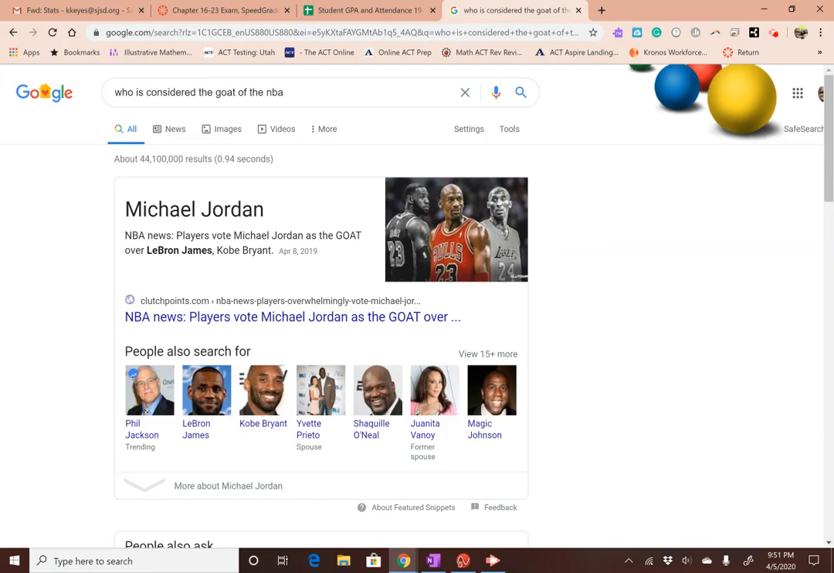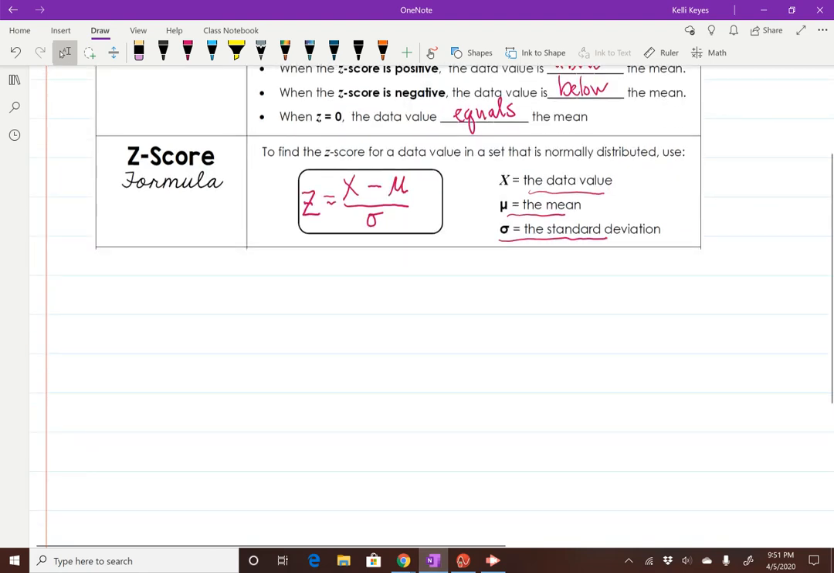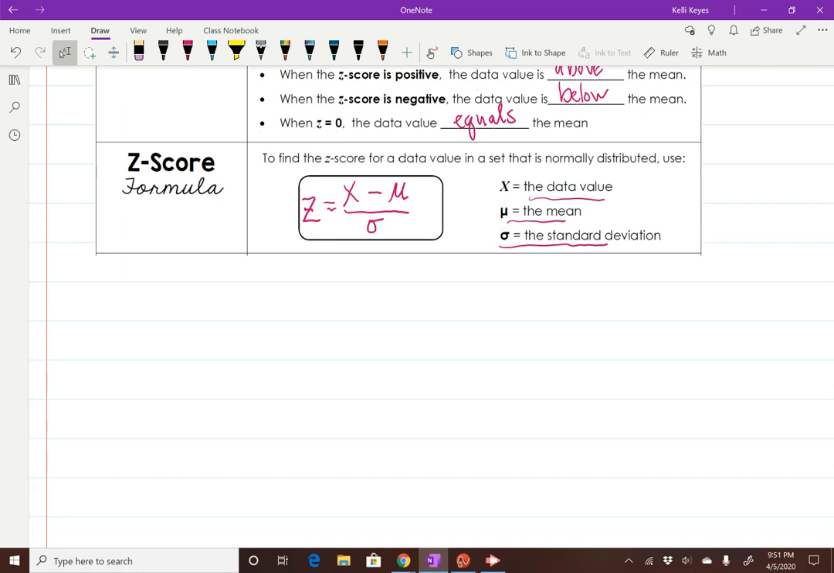And that's because players have voted on that, right? So players voted him over LeBron and Kobe. Rest in peace, Kobe. Okay. What we're going to do though, is we're actually going to look at some different statistics from these three players.